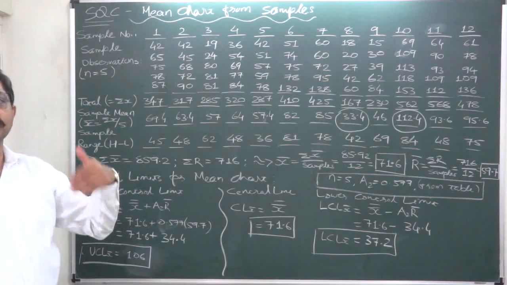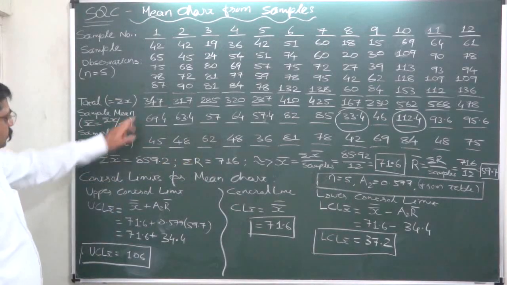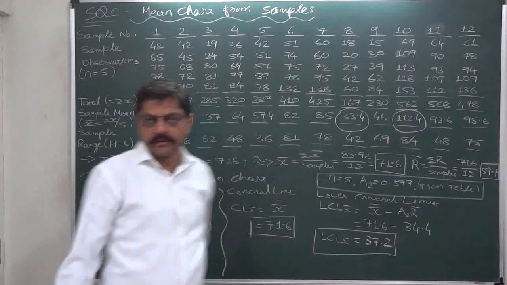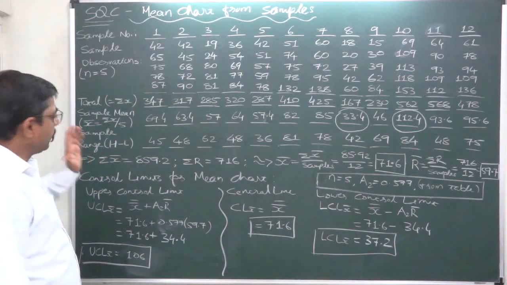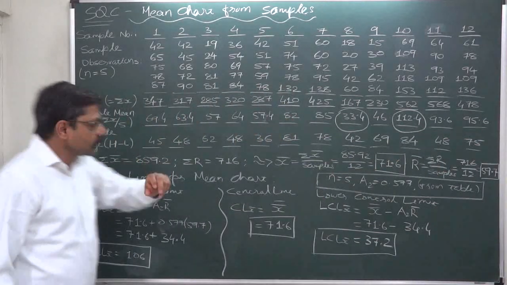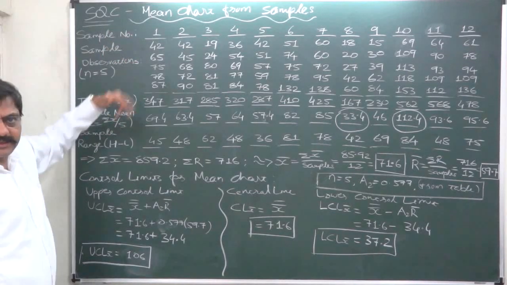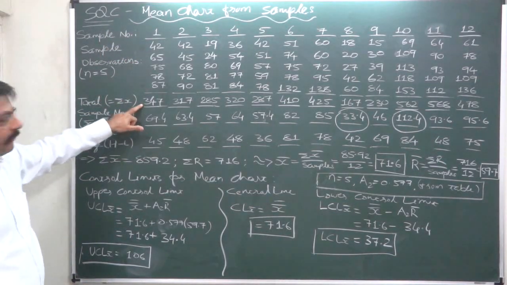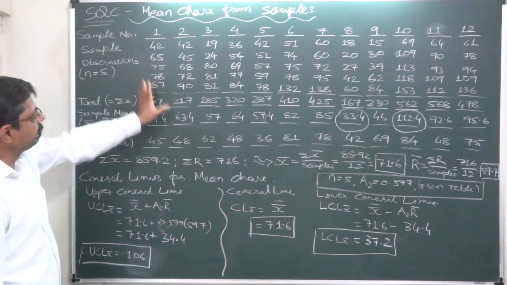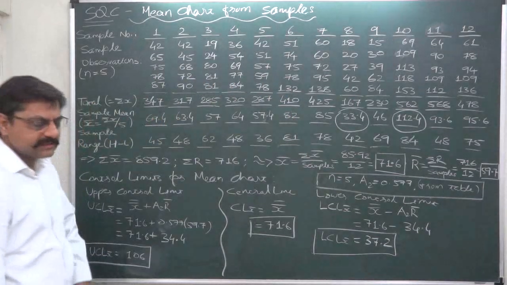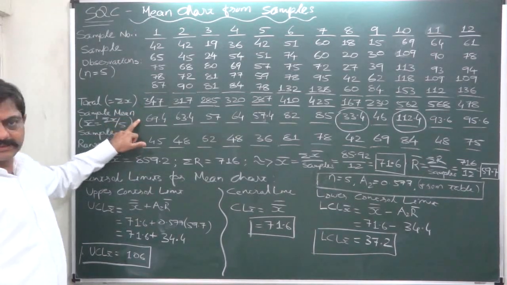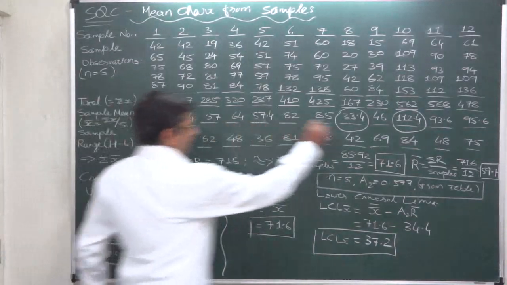That is the first step towards the solution of this problem. So this is sigma x1, sigma x2, sigma x3 and so on. And the size of all the samples is 5. That means n1 is 5, n2 is 5, n3 is 5 and so on, n12 is also 5. So sigma x divided by n, that is divided by 5, can give us the sample mean. So the first step is to have the summation of all sample values for all the samples. Then divide the summation of sample values, sigma x, by the common sample size, that is 5 here. So these are now the sample means.